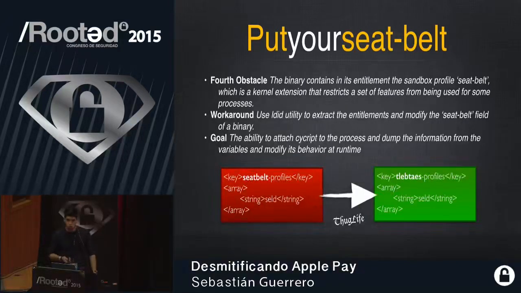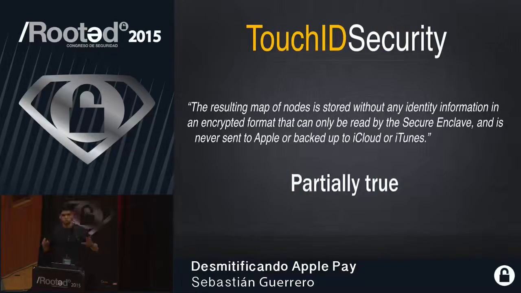What is the solution? A workaround. You can use a utility to extract the entitlements and modify the seatbelt field of a binary, which is an XML. So you modify the entitlement: you get the seatbelt, and you change it. You parse it, you swap this with a hexadecimal editor, you push the binary, and this is it. Nothing is wrong. So you got it right.